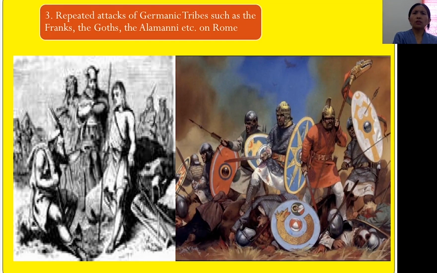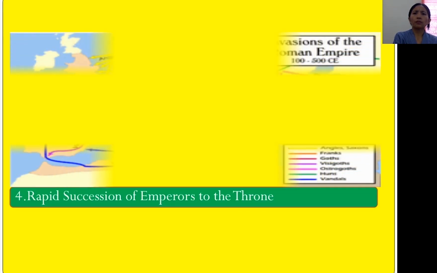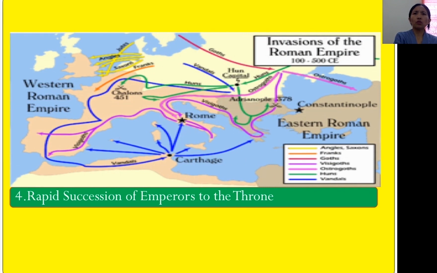And these pictures show the attack of Germanic tribes on Rome. And this map shows the invasions of the Germanic tribes such as Goths, Franks on Rome.